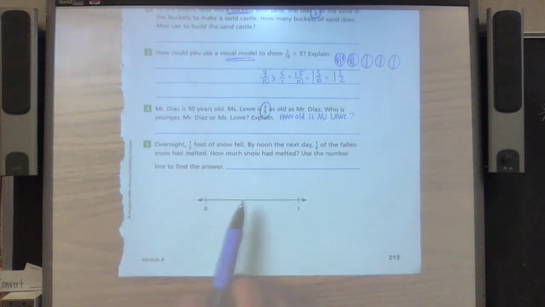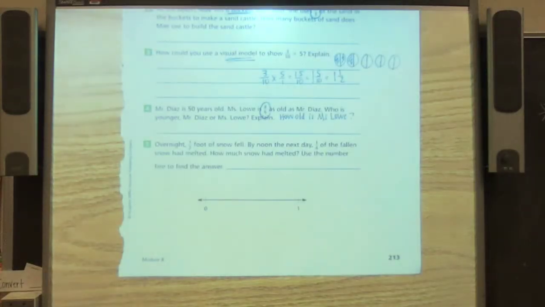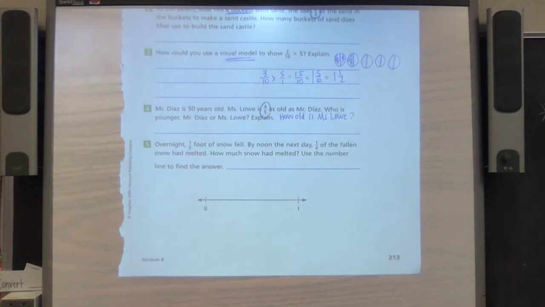Okay, well, it's up to you how you do it. If you want to use the number line, that's perfectly fine. Or if you have another strategy that works better for you, I want you to use whatever strategy works well.